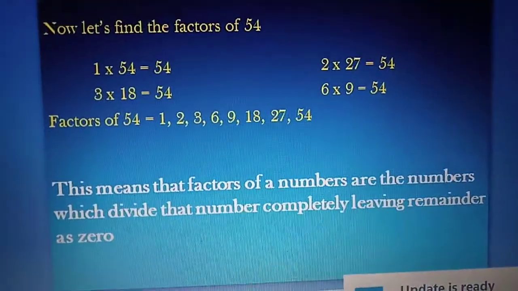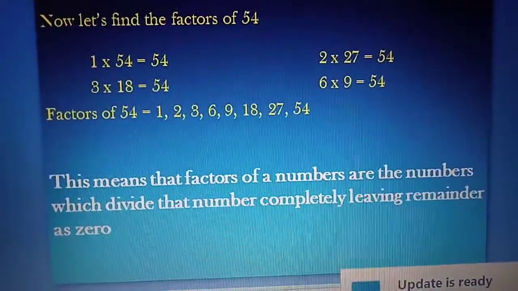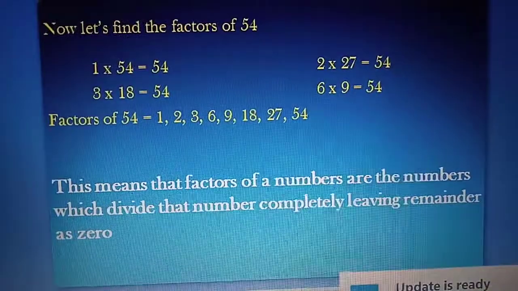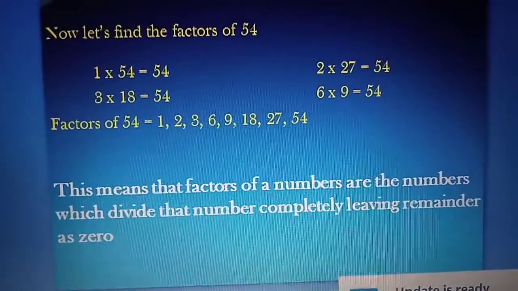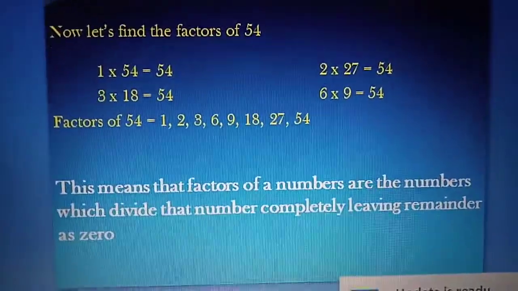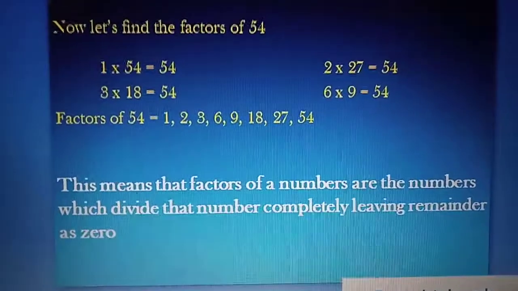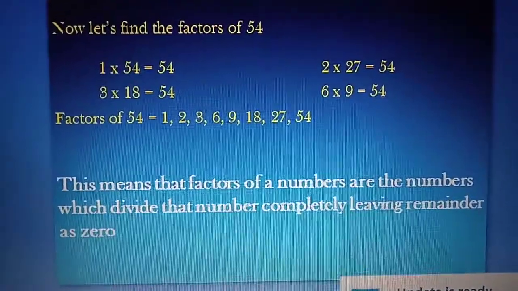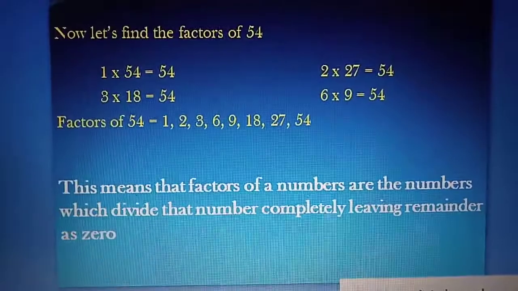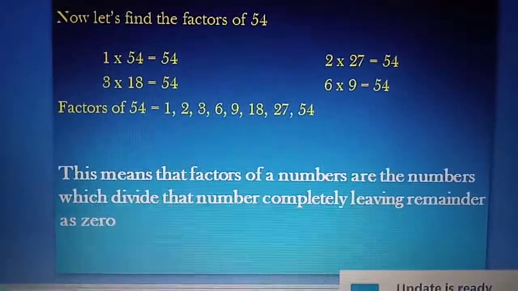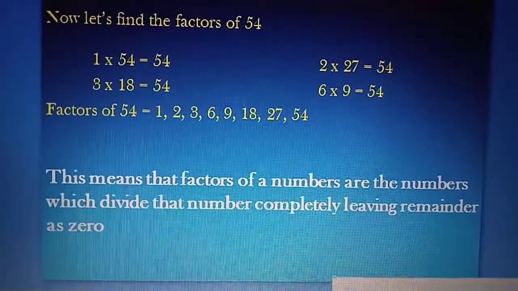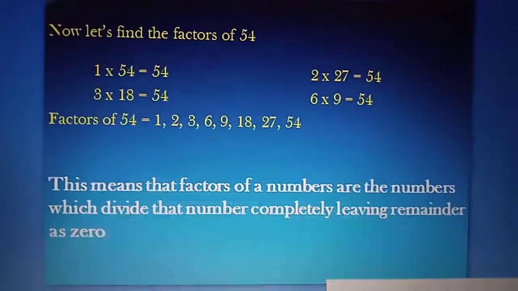Now factors of 54. The factors of 54 similarly we can find over here. 1 into 54, 2 into 27, 3 into 18, 6 into 9. All these pairs when we multiply we get the product as 54. So the factors of 54 here are 1, 2, 3, 6, 9, 18, 27 and 54. Right. This means that the factors of a number are the numbers which divide the given number completely and give remainder 0.